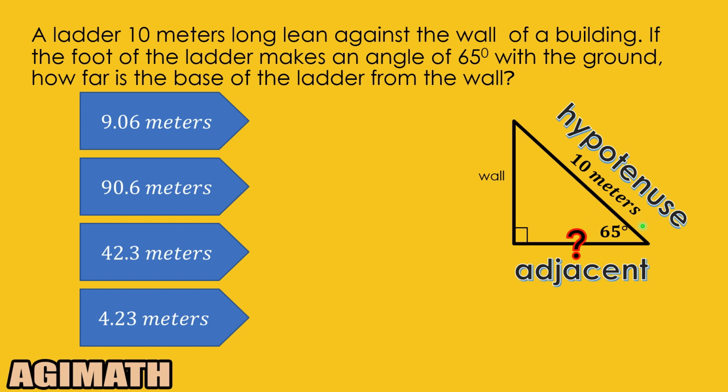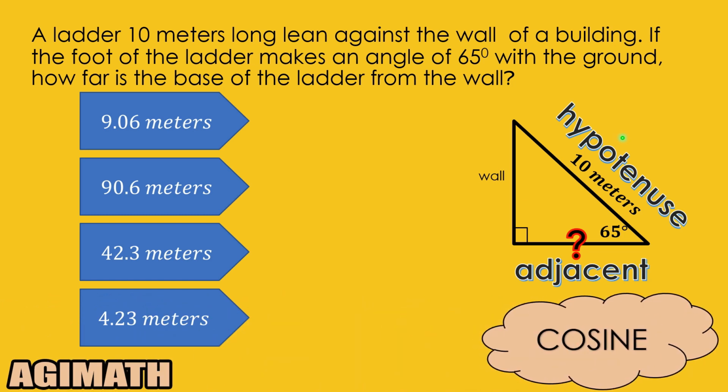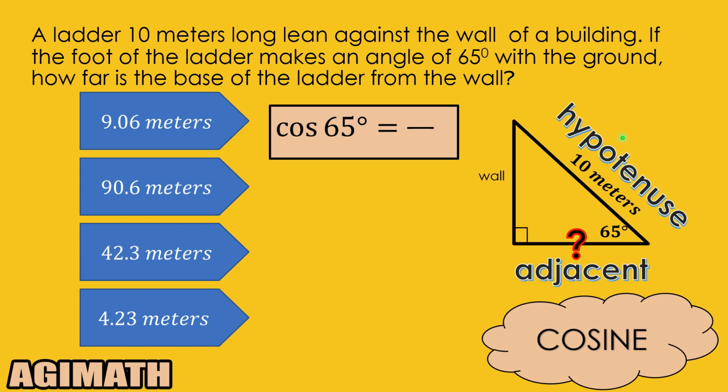After that, you recall what ratio to use. To make it easier, just focus on the three main ratios: sine, cosine, and tangent. What ratio contains adjacent and hypotenuse? Of course, if you are always answering problems like this, automatically it will give you cosine. Cosine because cosine is equal to adjacent over hypotenuse.